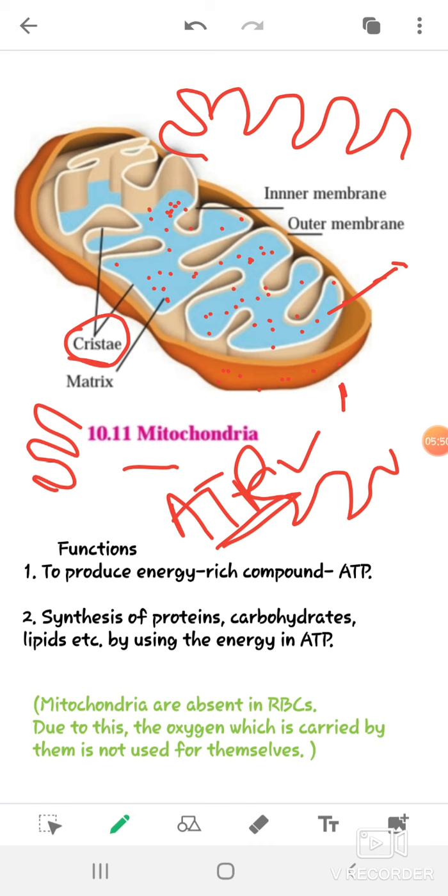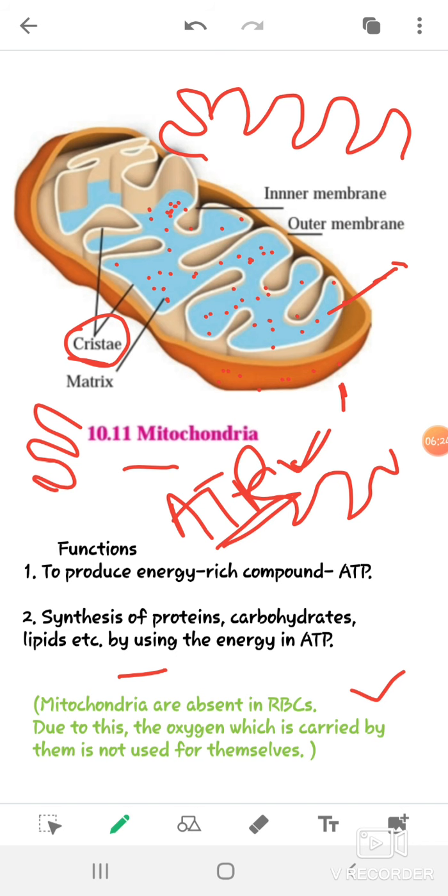Okay, so synthesis of protein, carbohydrate, lipids, etc. is also produced in the mitochondria by using the energy, that is ATP. Understood? Now one more important thing: each and every cell in a body has mitochondria in it, but in the RBC there is no mitochondria, and due to this the oxygen which is carried by them is not used for themselves. Okay, so this is one important point, remember that.